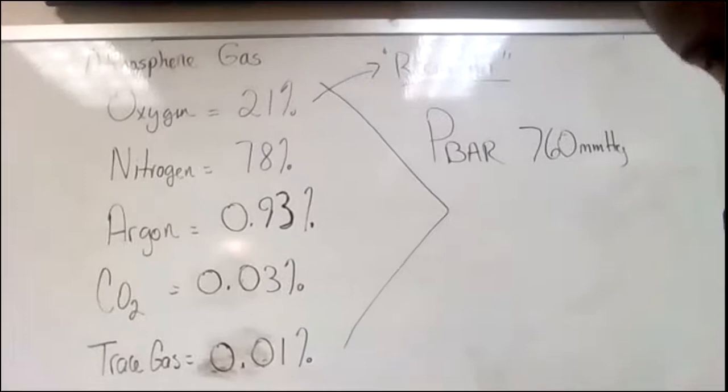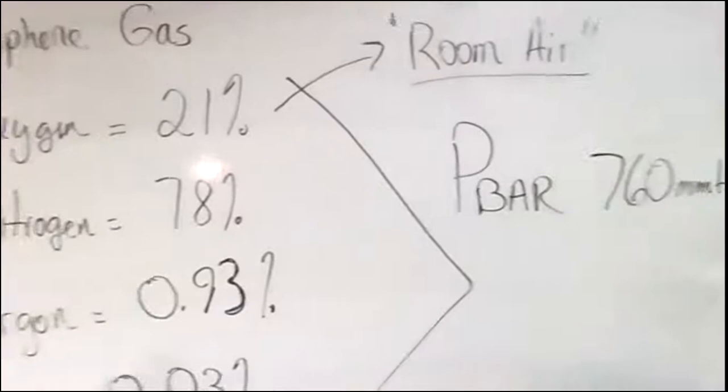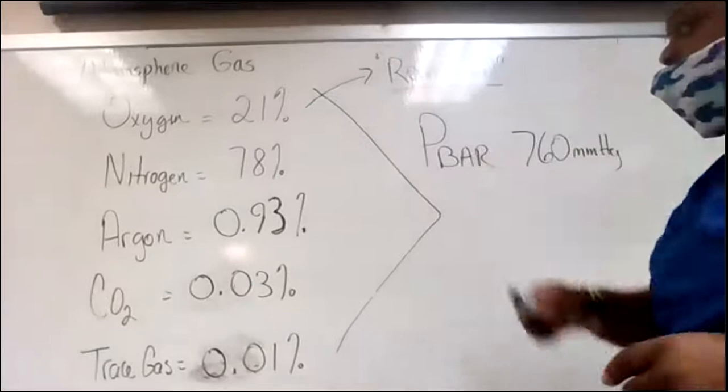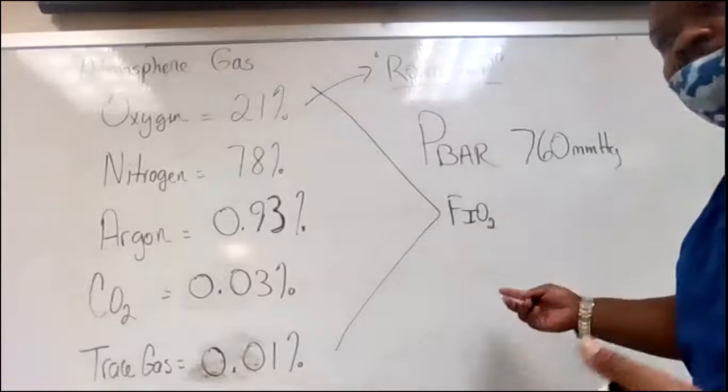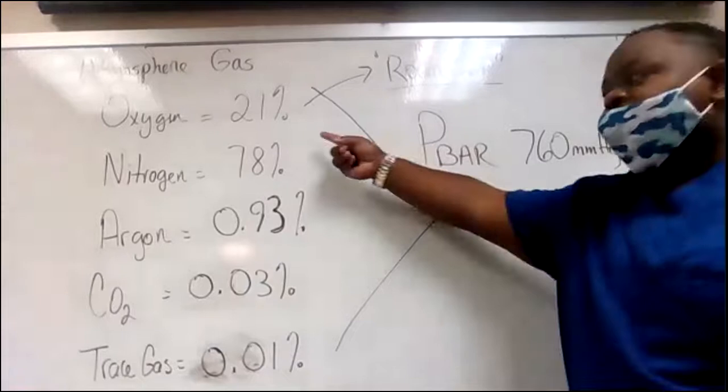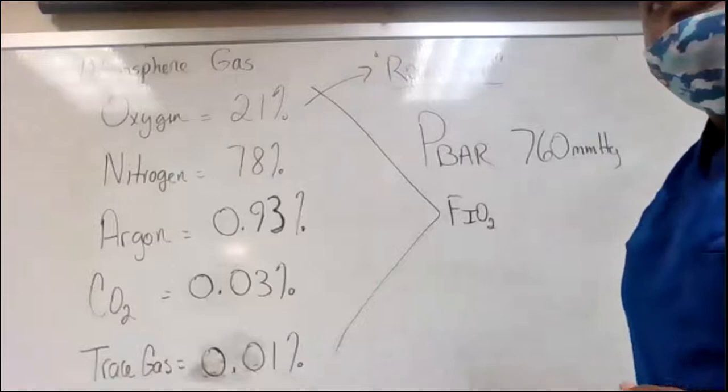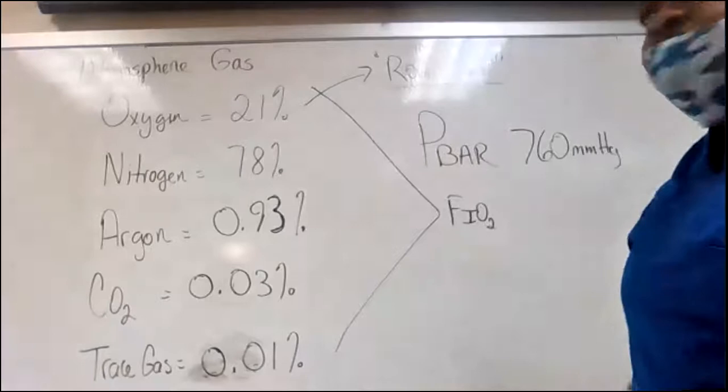Room air, 21% oxygen, is considered to be room air. That is what we're talking about. And so what I want you to know, because when I say FiO2, FiO2 is the fraction of inspired oxygen. How much are they breathing in? If I say they're on room air, then they're breathing in how much? 21%. So the FiO2 in room air is 21%. So room air has an FiO2 of 21%.